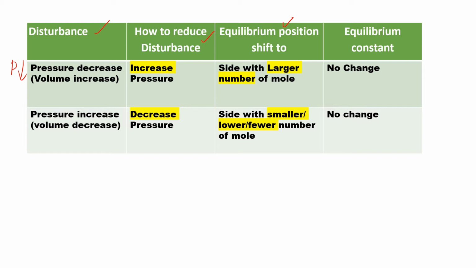So how to reduce the disturbance? You must increase the pressure. How do you increase the pressure? You must shift to the side which has the larger number of moles. So what is the meaning of larger number of moles? I will explain with you later on.